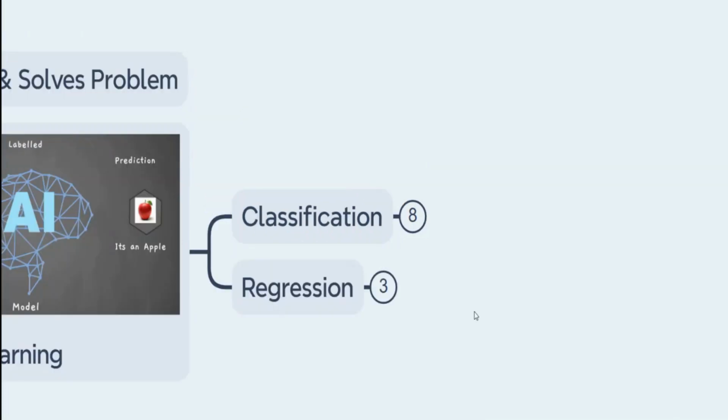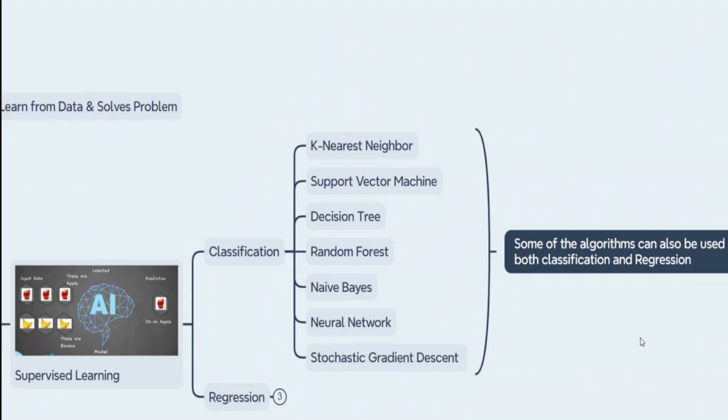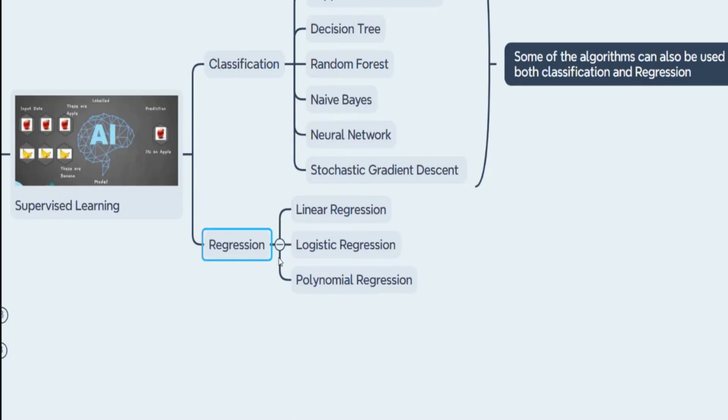For the classification based models, we have algorithms like k nearest neighbor, support vector machine, decision tree, random forest, naive Bayes, neural network, and gradient descent methods. And in the regression part, we have separate algorithms like linear regression, logistic regression, and polynomial regression. So these are some of the algorithms we frequently use for supervised learning.